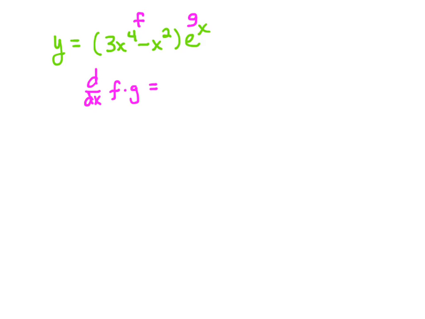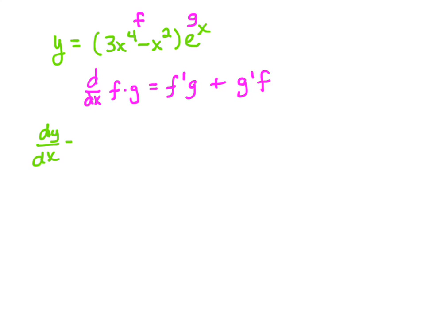I'm going to do one more example for you involving an exponential. Y is equal to 3x to the fourth minus x squared times e to the x. So again, we're going to apply the product rule. 3x to the fourth minus x squared would be my f. E to the x is my g. The product rule, again, derivative of f times g is equal to f prime g plus g prime f.